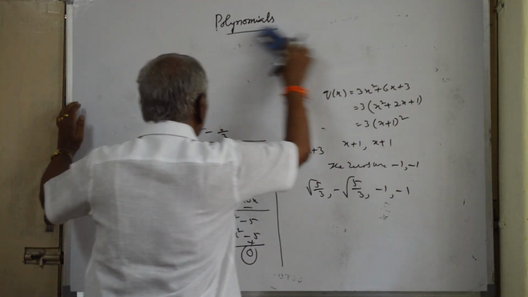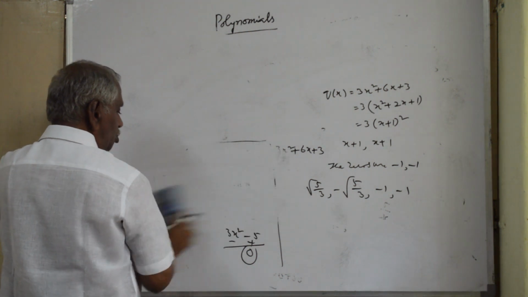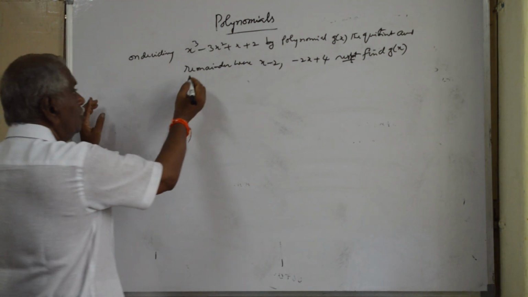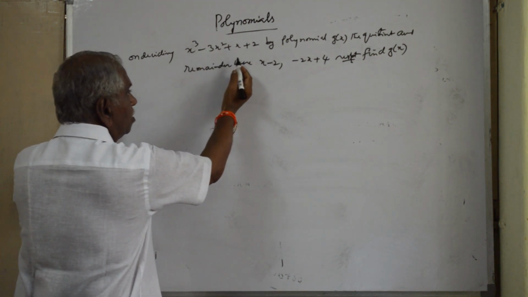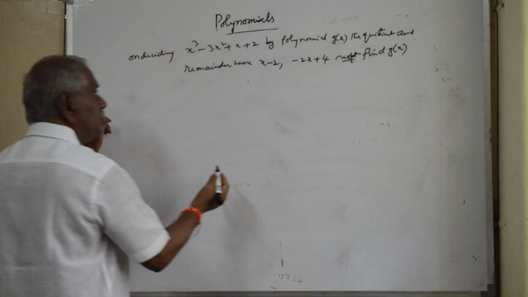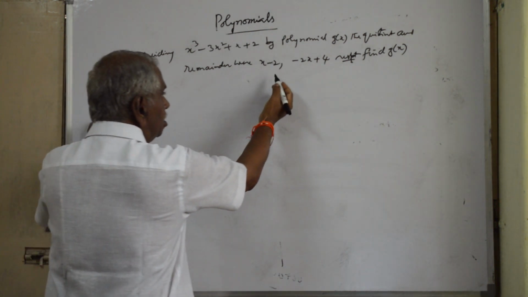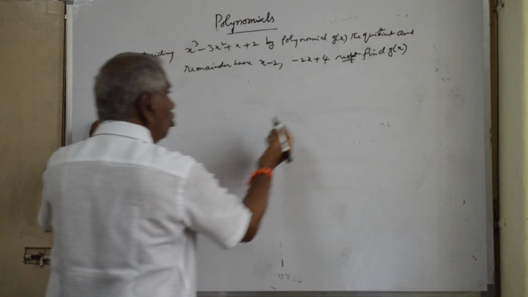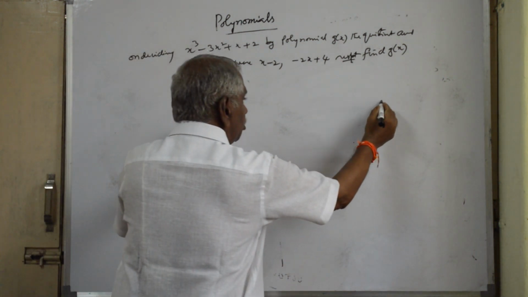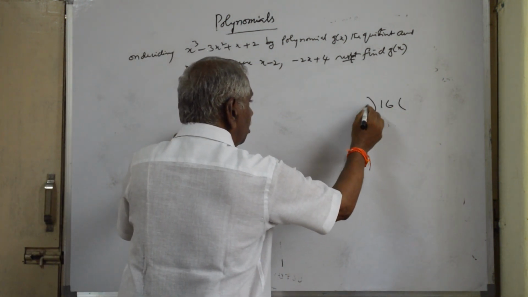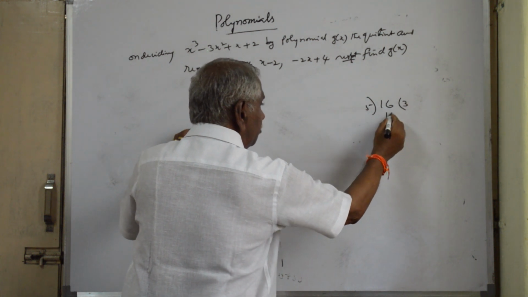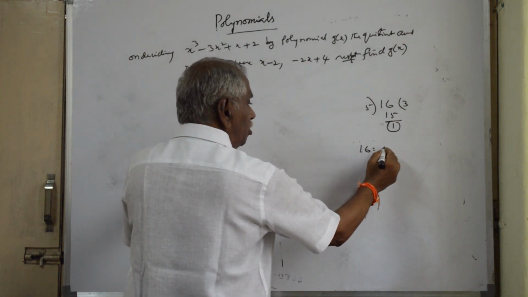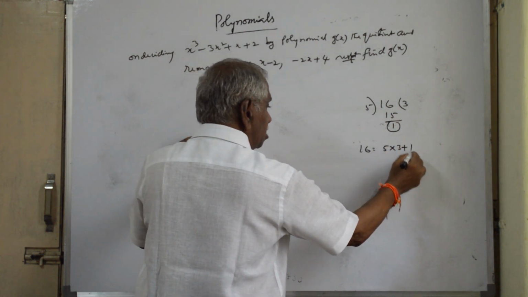There is one more problem here. We can find the quotient. Look at this problem. On dividing x cube minus 3x square plus x plus 2 by a polynomial g(x), the quotient is x minus 2 and the remainder is minus 2x plus 4. Find g(x). You see, look here. If you divide 16 by 5, you will get 3, 15 times and 1 is the remainder. So 16 can be written as 5 into 3 plus 1.